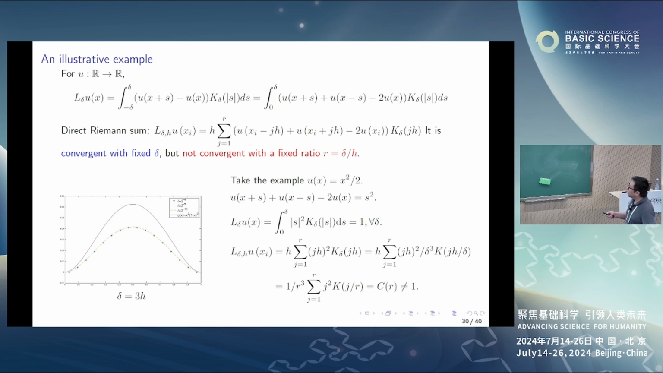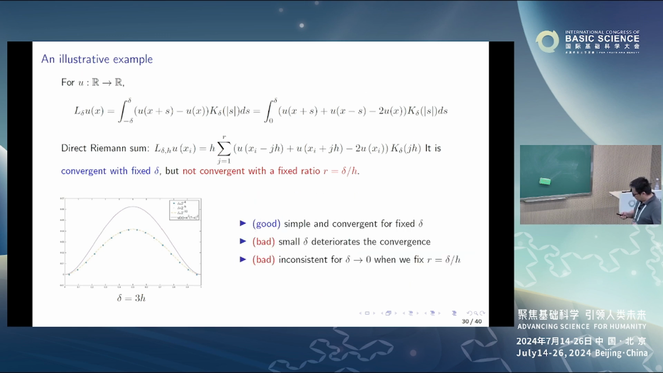Now we take a function u of x equal to x squared over 2. So the second derivative of this function is 1, right? And also, if you apply this nonlocal operator L delta on this function, you will also get 1. But if you apply this discrete nonlocal operator on u, by a simple computation you will see that the result is a constant depending only on this ratio r, which is not 1. So if you keep the ratio, there is always a gap between 1 and this constant. So there is always a gap between the continuous operator and the discrete operator.